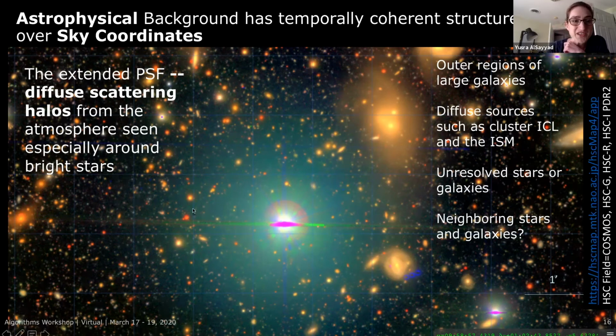So we're interested in measuring the stars and galaxies behind this bright star, but we're also interested in measuring the stars and galaxies behind the wings of bright galaxies, or behind intercluster light, or in front of the unresolved stars and galaxies. And then in the limit of the deblending problem, neighboring stars and galaxies can also be considered background.